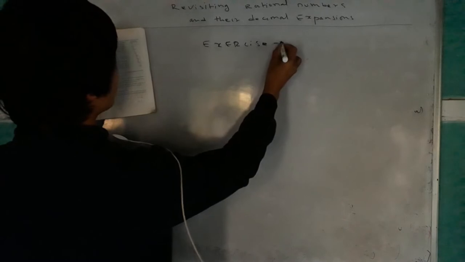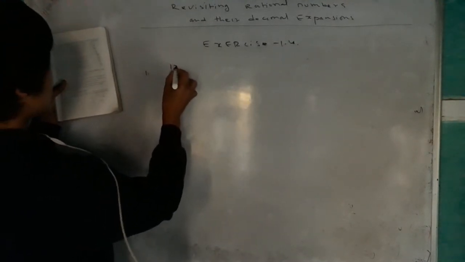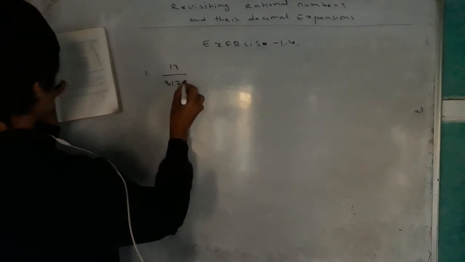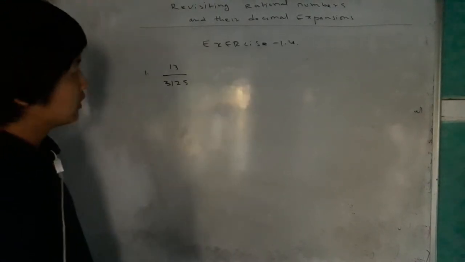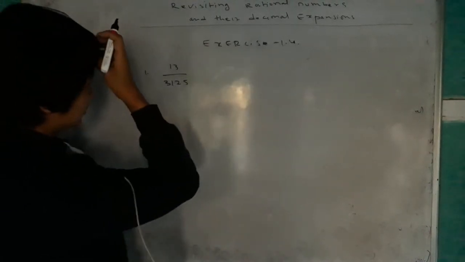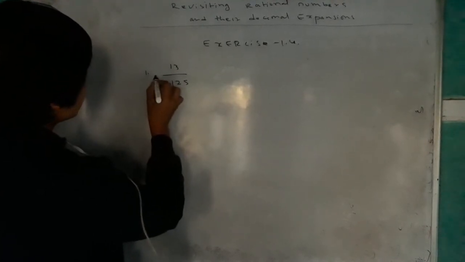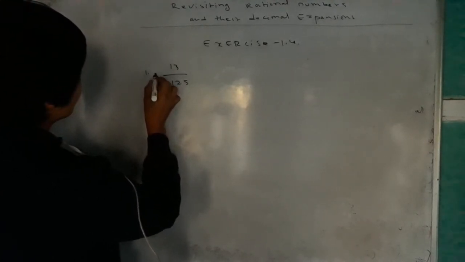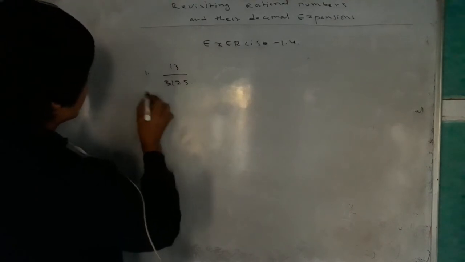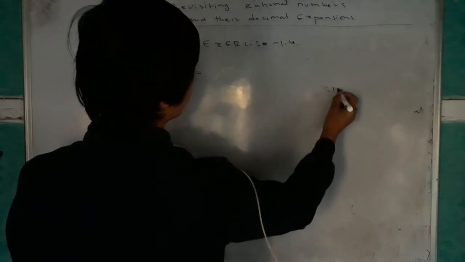Exercise 1.4, we will do. So number one question, what the question is saying, 13 by 3125. By looking at the denominator we will decide, without doing actual division. Okay, we will solve number one directly. 3125, we'll factorize it quickly.